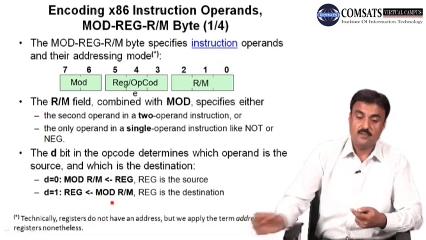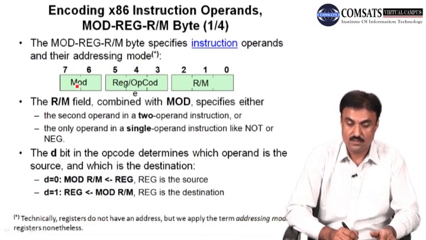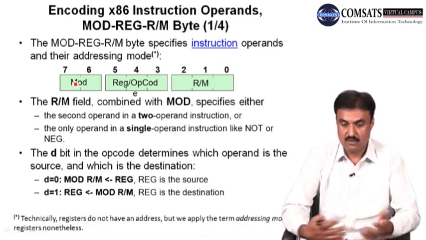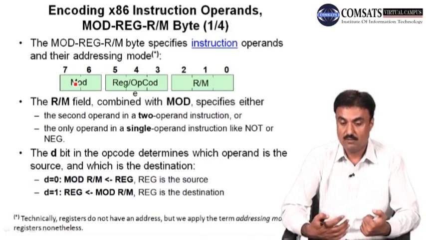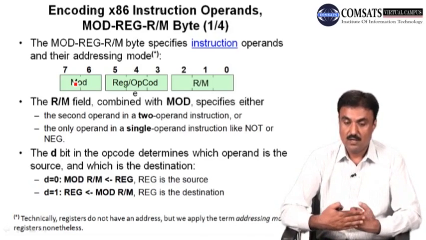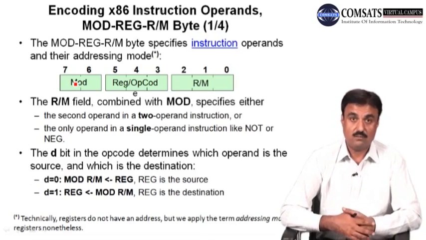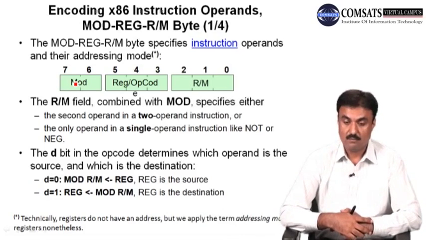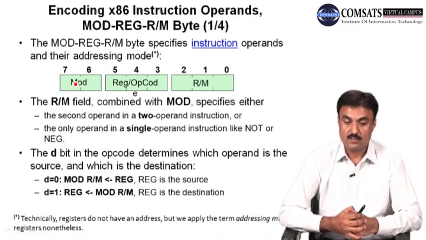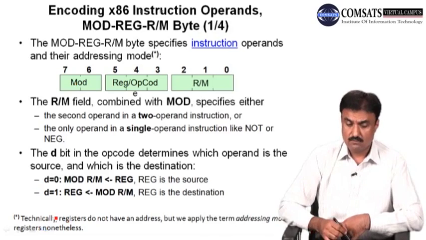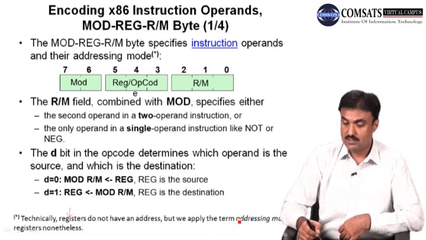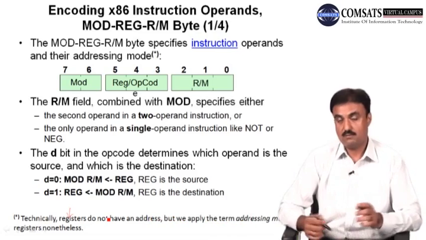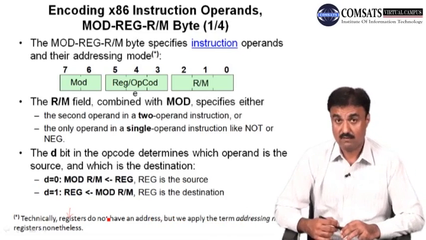Here you will see the MOD-REG-R/M byte. Inside it, this is the mode. Actually, I'm sorry, we are calling it mod, but it is actually the mode, which mentions in which mode the instruction is going to operate, like either a register addressing mode, an immediate addressing mode, or other addressing modes. So this is called the mode register R/M byte. It specifies the instruction operands and their addressing modes. Technically, registers don't have any addresses, but we apply the term addressing mode to the register. We call it register addressing mode, even though they don't have any addresses.